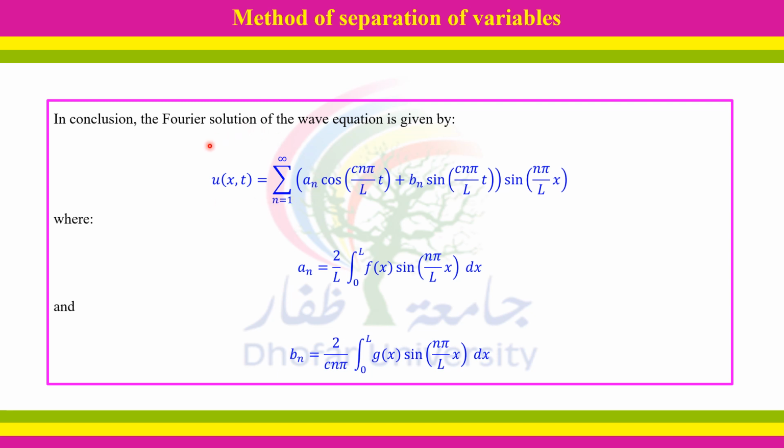Finally, we conclude the Fourier solution of the wave equation as follows. The solution function u of x and t is written as the summation of a_n cosine c n pi over l t plus b_n sine c n pi over l t times sine n pi over l x, where a_n is 2 over l times integration f of x sine n pi over l x dx from 0 to l, and b_n is given by 2 over c n pi times the integration from 0 to l of g of x sine n pi over l x dx.